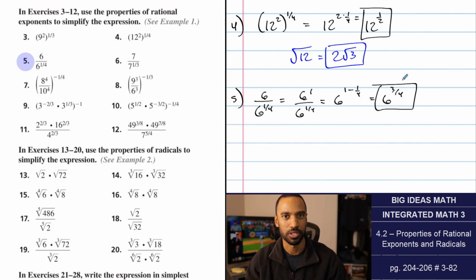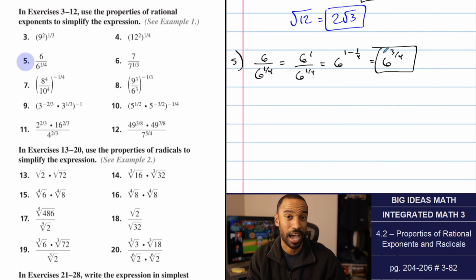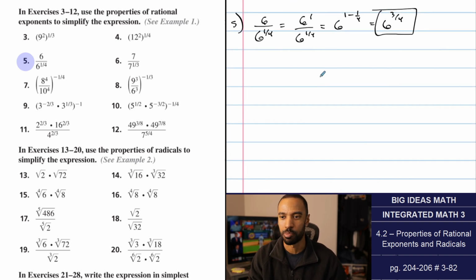Otherwise, 6 cubed is 216. Find a perfect 4th root number that can divide out of 216. I don't know which one it is. That's why these problems are probably left for you to just practice the exponent work. Now, the reason we can do what we did on this one is because the 6's were the same base, and that's going to be true for number 6 as well.